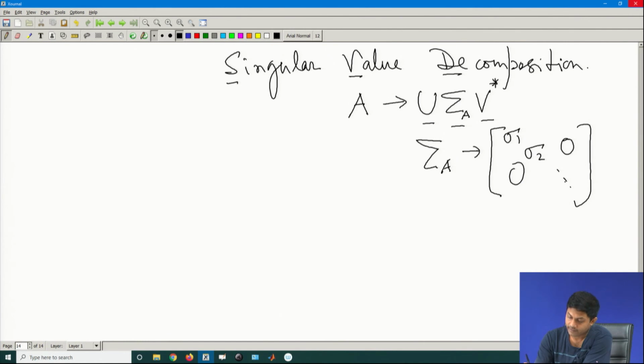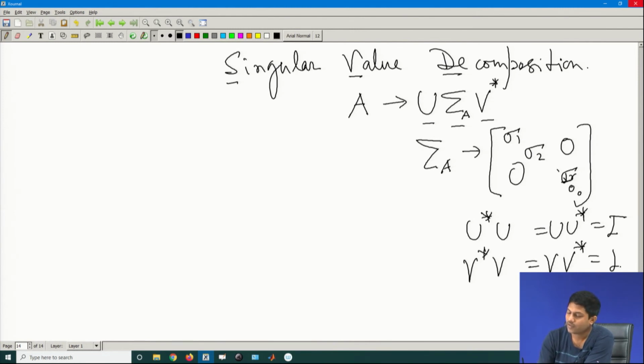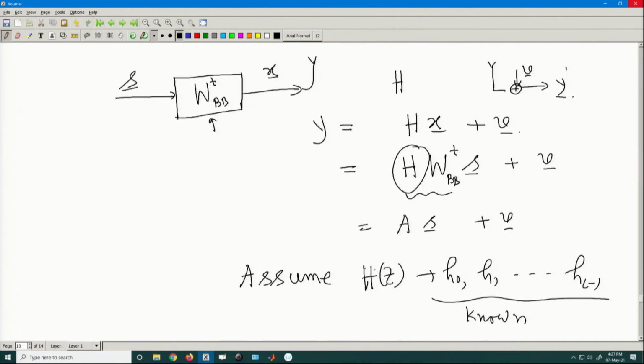Depending on the rank of this matrix, let us say my rank is R, you will have sigma 1 to sigma R components, and the rest of the elements will be 0. So, it is a diagonal matrix, and U and V are completely unitary matrices. It means U star U is equal to I. Similarly, V star V is equal to I. So, that is the property we have followed here. Okay. Similarly, this SVD exists for any matrix, no matter what the dimension, whether it is a square matrix or non-square matrix, it will exist, right.